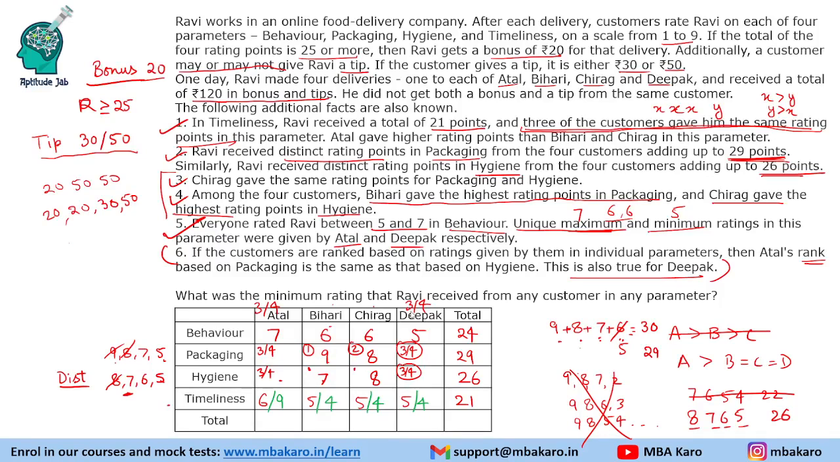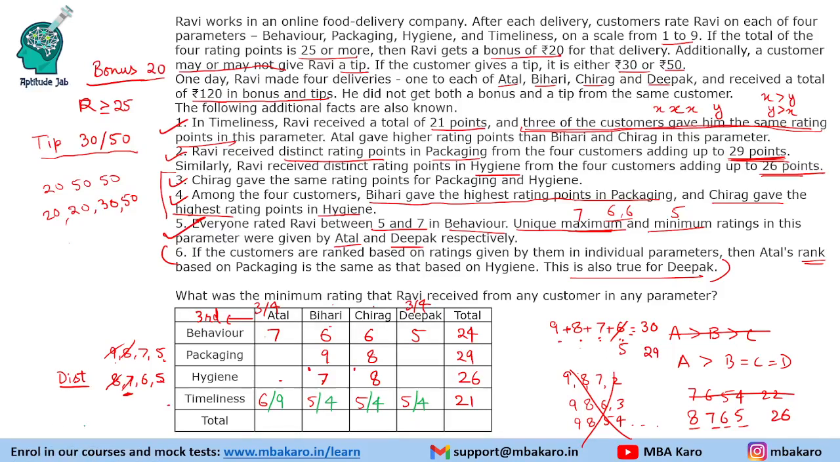Let's make cases. Let us put Atal as third in both the cases, and we will try the two cases. One, let's put Atal as third, and then we will see Atal as fourth. I mean, we will see which case fits here. So let's assume that Atal is third in both the rating points.